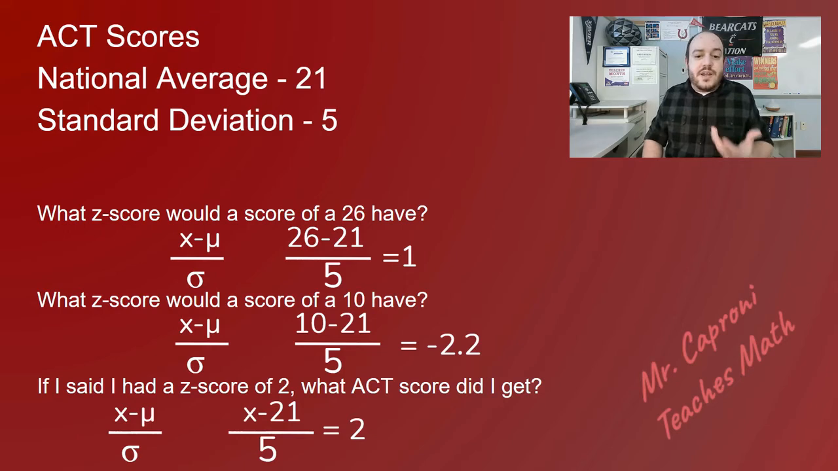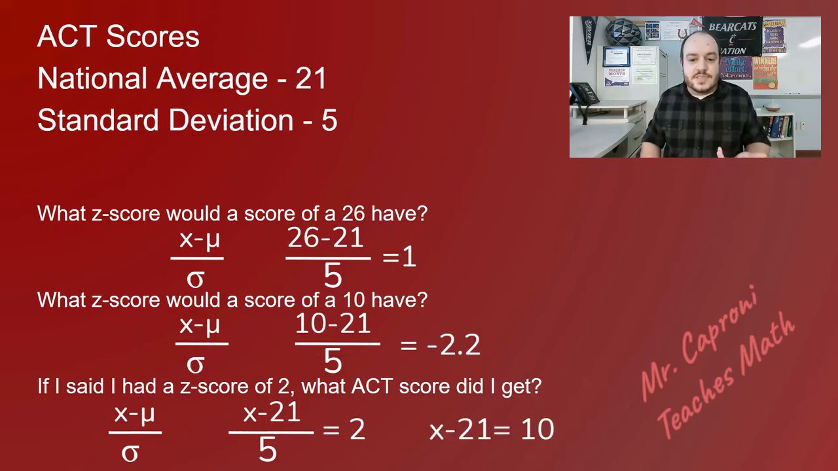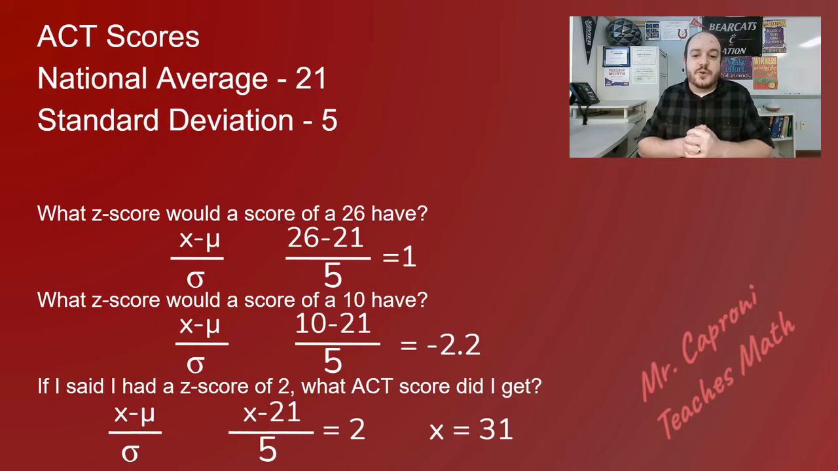Well, I can go ahead and plug in the original formula again, except this time I'm going to leave the value as x and set it equal to 2. Then in that case, I can multiply 5 to both sides to give me x minus 21 equal to 10. And then if I add that 21 back to the other side, then we'll see that x would be a 31, which means if someone tells you they got a z-score of 2 on their ACT, it means that they got a 31 as their actual score.